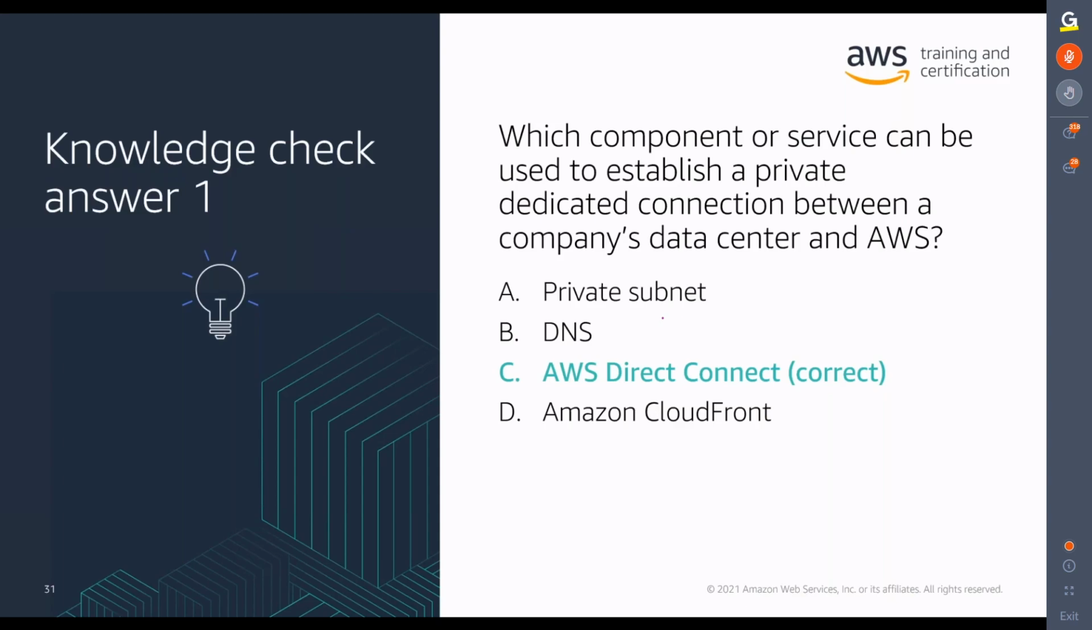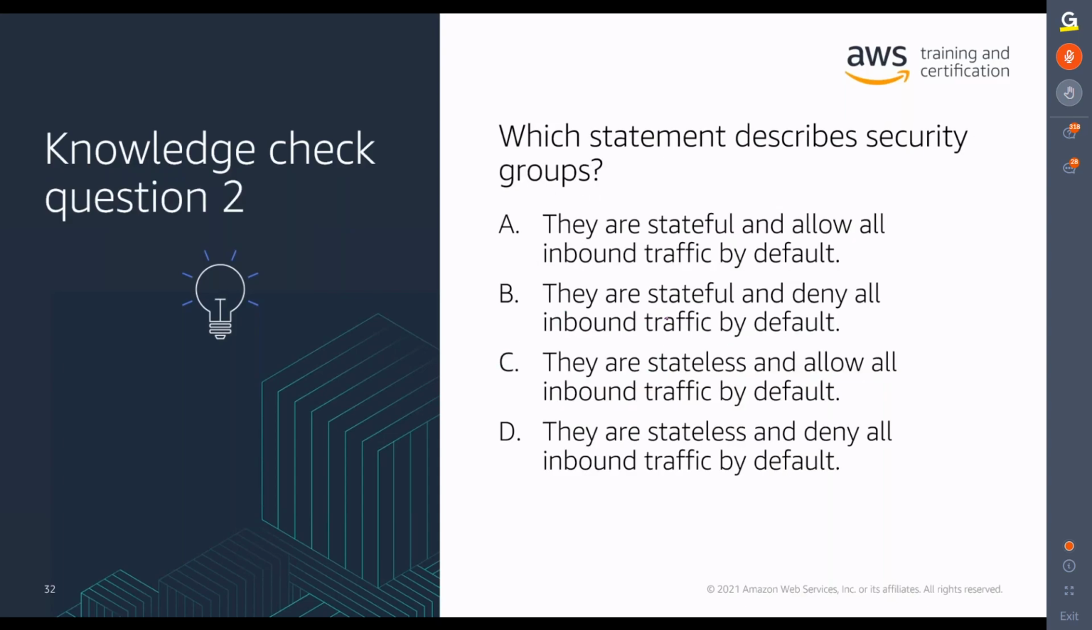That's the one that gives you a WAN link between your on-prem network and the VPC in the cloud. All right, let's do another one. Which statement describes security groups? One of those is a true statement. I told you by default what's allowed or not allowed. Let's see if anybody remembers. If I make a new security group, which rules are by default allowed? Which ones are not allowed? Which one of those statements is true?